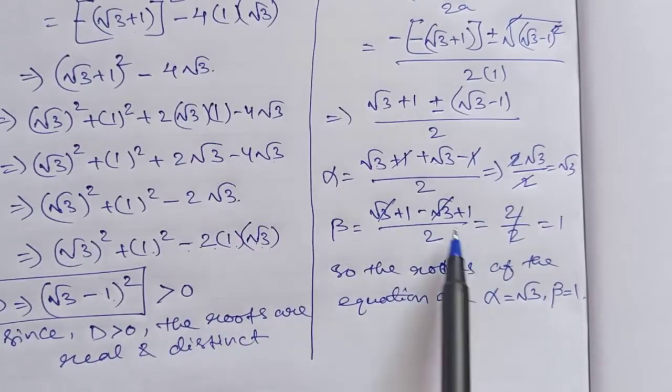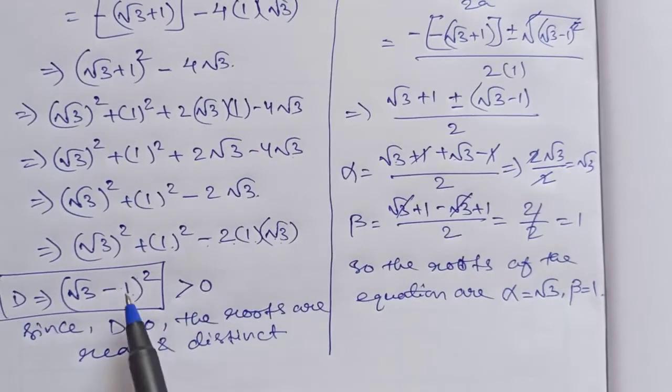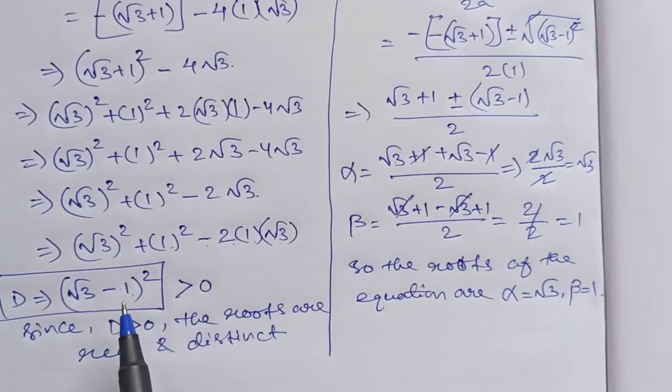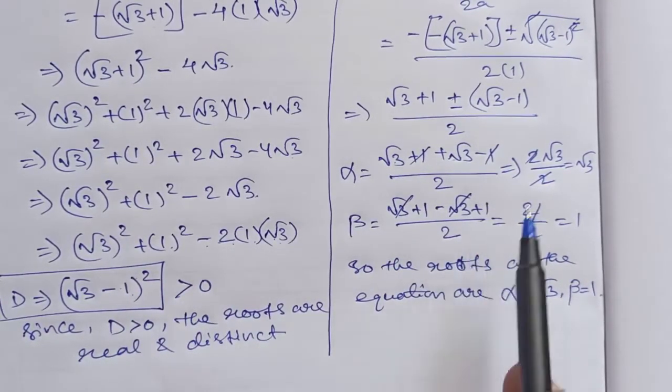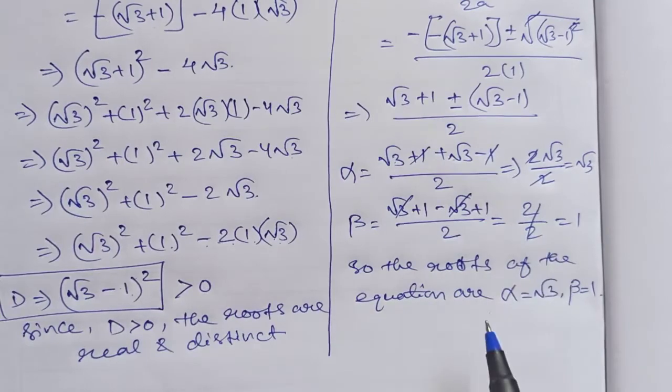So in this way you arrange the terms properly with the whole square, and substitute here. You can easily get the values of alpha and beta.